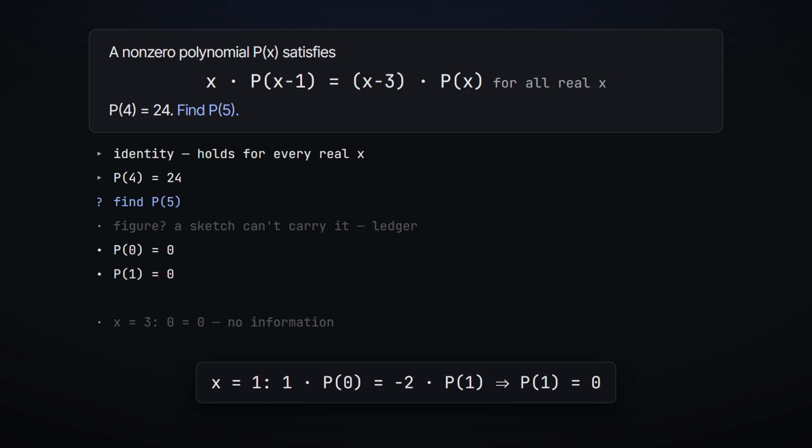X equals 2 pushes again. P of 2 is 0. A cascade. So try x equals 3. The right side is 0 times p of 3. 0 no matter what p of 3 is. Nothing. It stops there, and 3 roots is already a lot to know.